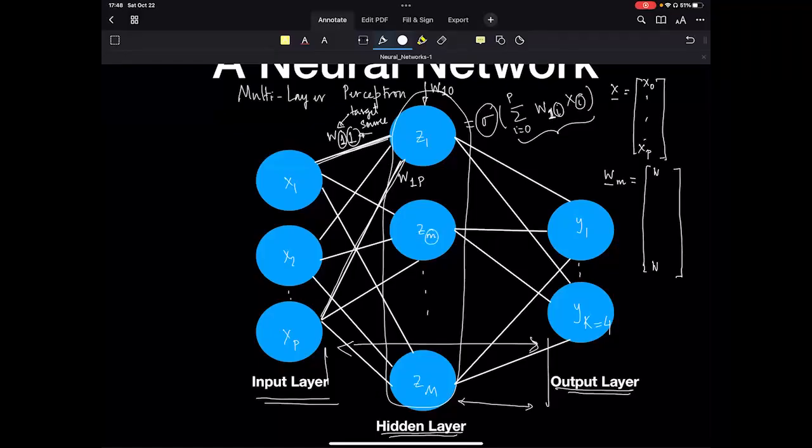This is my target node, the target node index is m. What would be the bias notation we'll be using here? What would be the index for the bias term? M0. Excellent. So this is going to start from Wm0. And what is going to be the weight that connects the pth input node to the mth hidden layer node? Wmp. Excellent. Are we clear with the notation that we will be using?